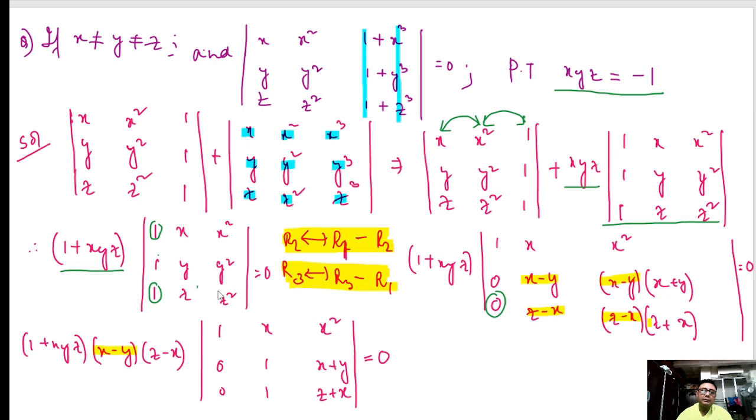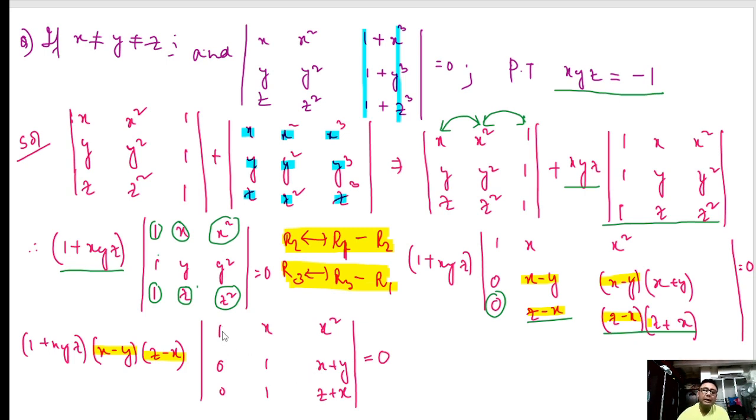Then Z minus X, here we write, then Z square minus X square. So here we write Z minus X and Z plus X. So we take Z minus X common. So here we get the Z minus X. So what is remaining is this.